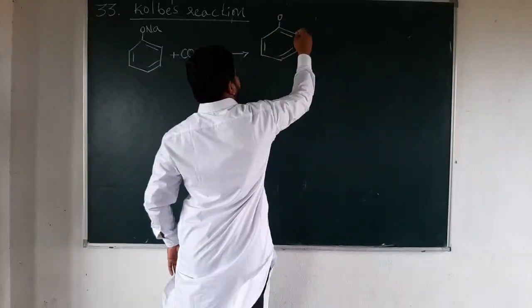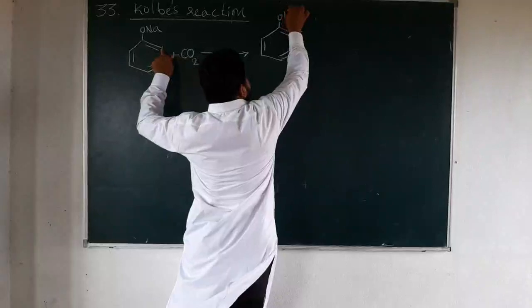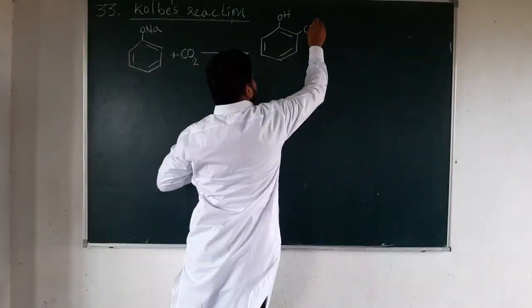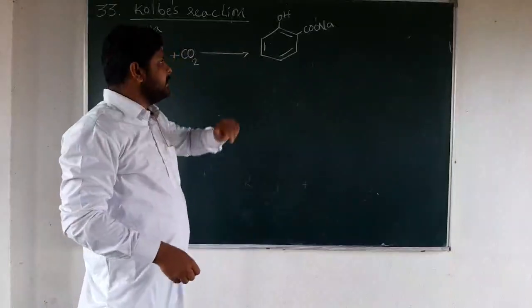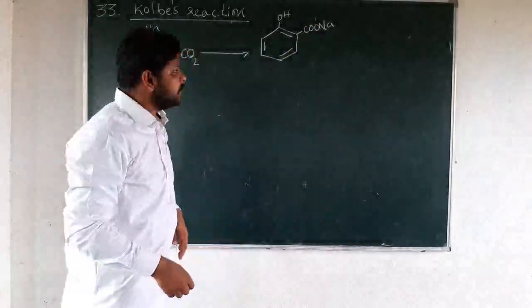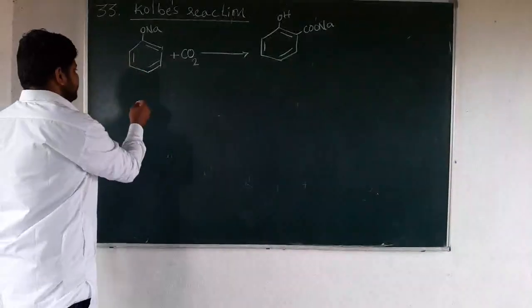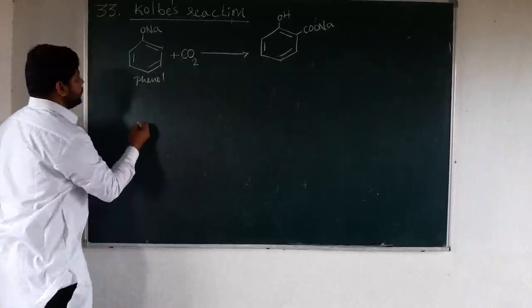Here O is there. Here H is already there. H is replaced by Na. Here this COO is bonded with Na. It is one of the salts of carboxylic acid, the sodium salt of carboxylic acid. So then that is further treated with, this is phenol, phenol with carbon dioxide.